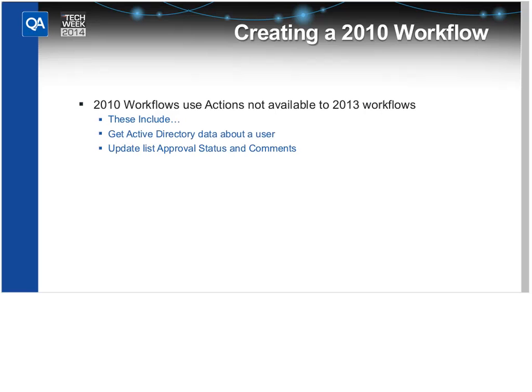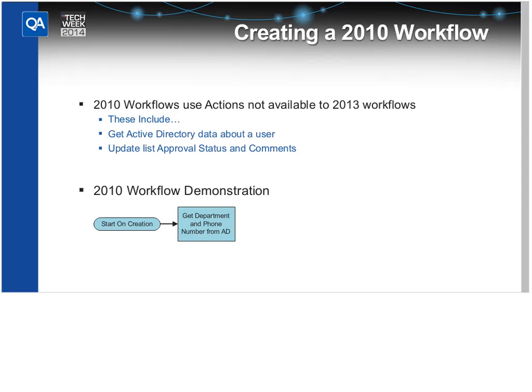Okay, so the demonstration that I'll be doing in just a second will follow this principle. I would like my workflow to start as soon as I upload a document into the library. When that's done, I'd like my workflow to basically get the department and phone number details from the Active Directory information about the person who created the particular item. That will then get displayed in a couple of columns inside the document library itself.